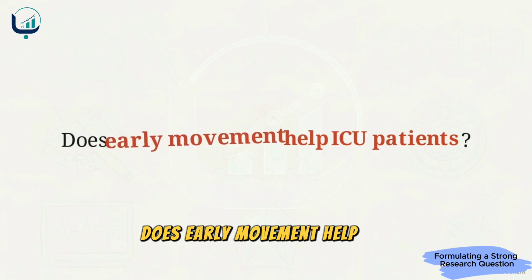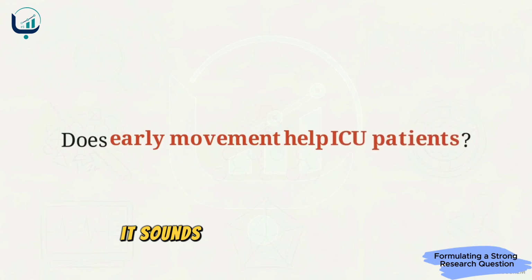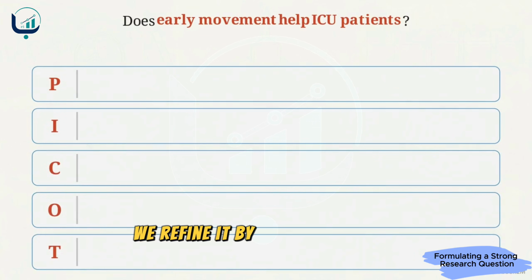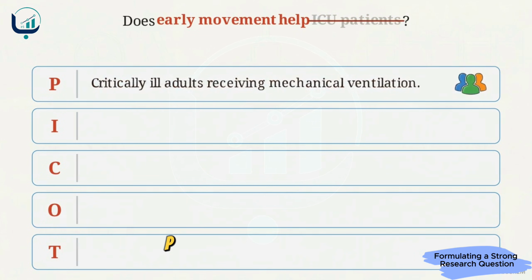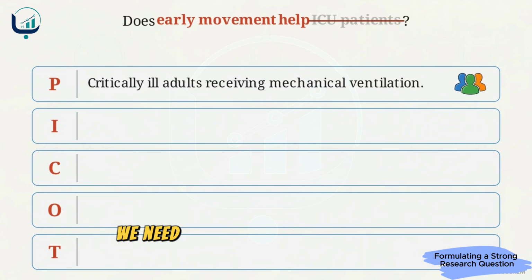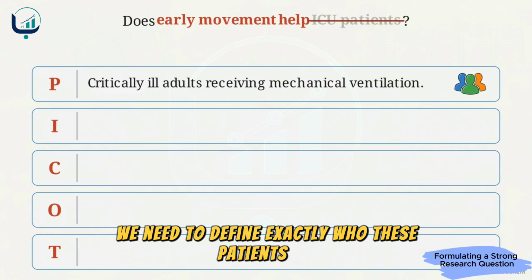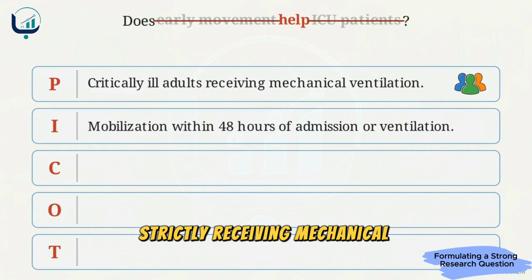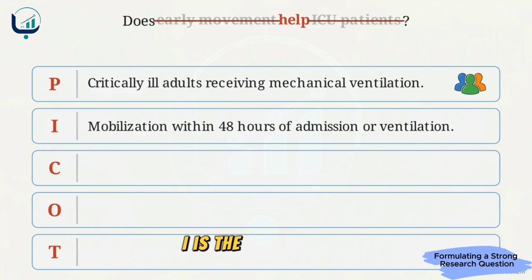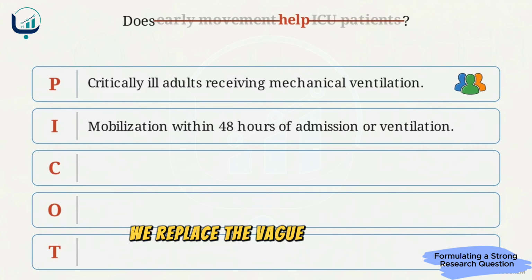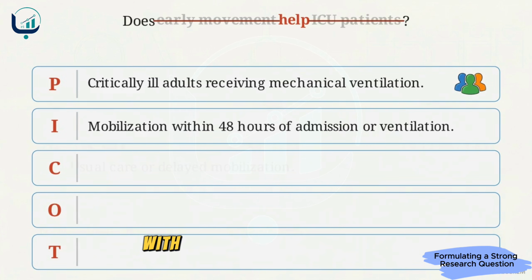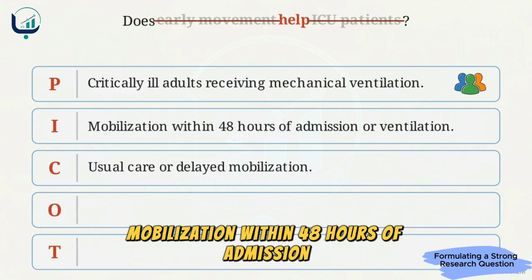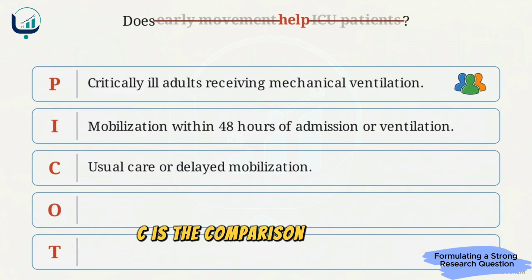Does early movement help ICU patients? It sounds reasonable, but it is far too broad to test. We refine it by building out the acronym. P stands for population. We need to define exactly who these patients are. Critically ill adults, strictly receiving mechanical ventilation. I is the intervention. We replace the vague term early movement with a precise clinical action, mobilization within 48 hours of admission. C is the comparison.